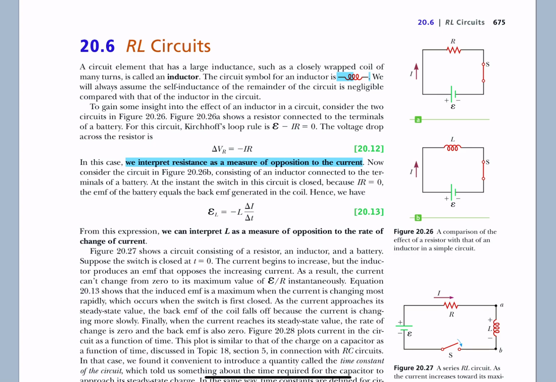Now, remember what inductance is. Inductance is a measure of the opposition to the rate of change of current.